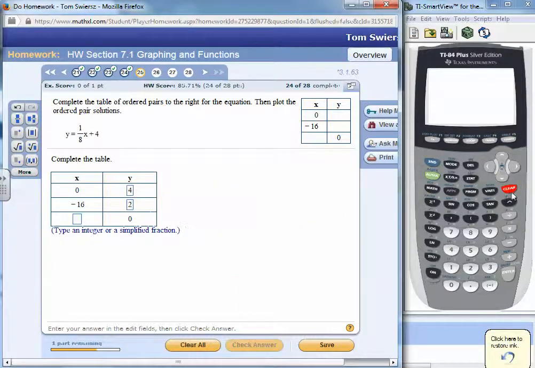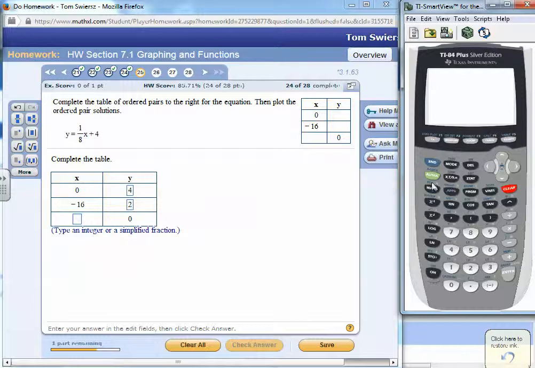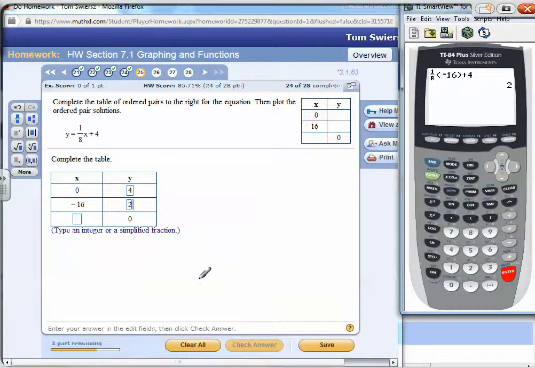Again, on the calculator, you could do alpha f1, you could put in a fraction if you want, 1/8, and then get out of the fraction with the right arrow, and then multiply. You can just use parentheses. X is a negative 16. Put it in parentheses, and then we're adding 4 for the remainder of the equation, and there's our answer, y equals 2. Okay? And then finally, we have y is 0 now.